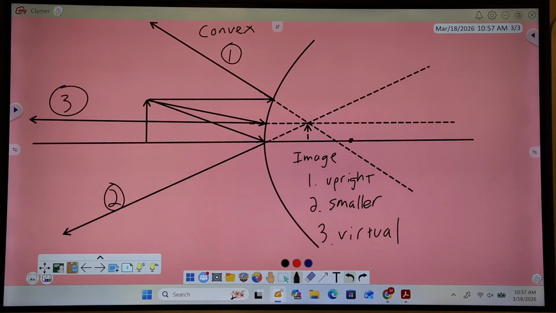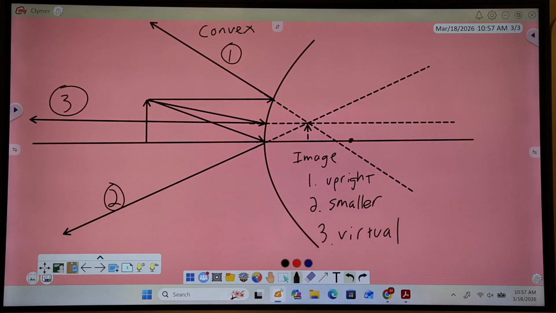I know it's weird. For starters, are you upright or inverted? Upright. You're upright, right? If you can see yourself in this mirror, I know it's not a very polished, good mirror, but are you upright or inverted? Upright, right side up. Are you bigger or smaller? Smaller. Still bigger or smaller? Smaller.